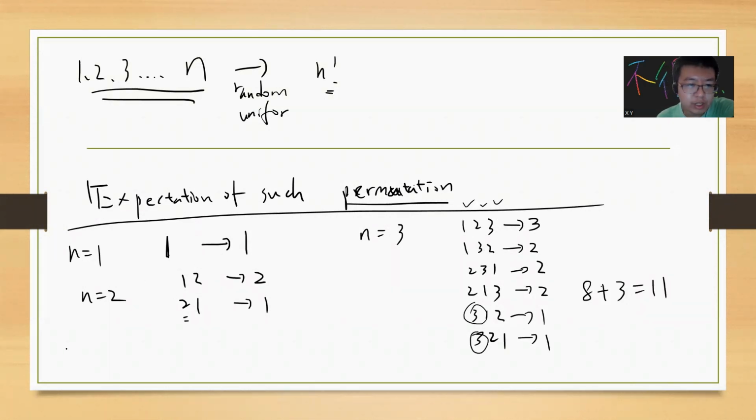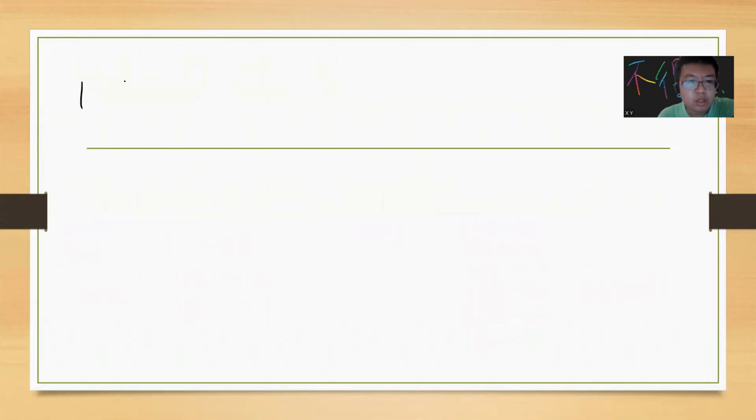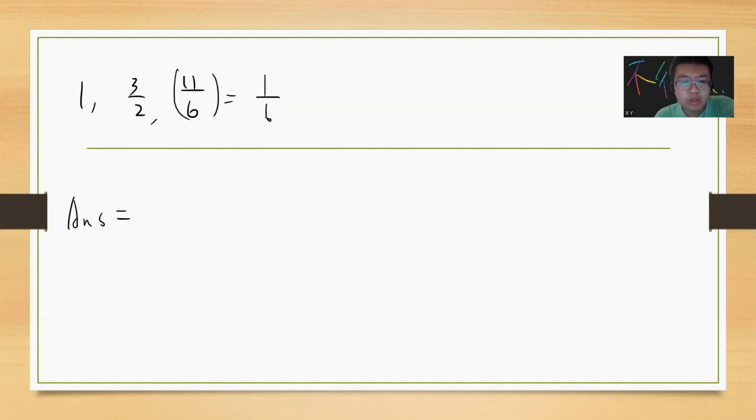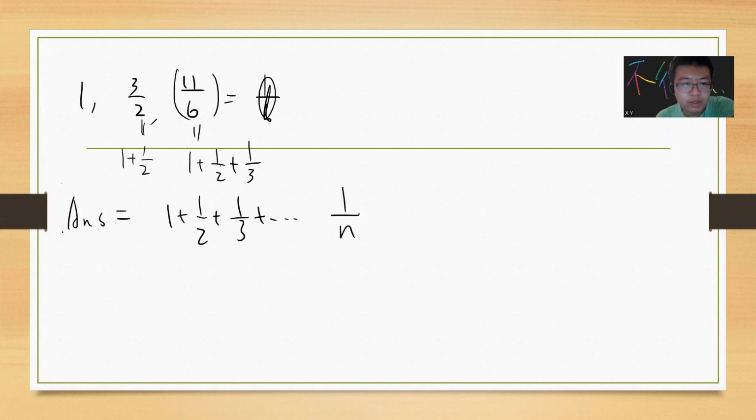So the expectation value for n equals 1 is 1, for n equals 2 it is 3 divided by 2, and for n equals 3 it is 11 divided by 6. You may or may not see the answer, but let me just tell you. Maybe it's not so trivial, but you can write this as 1, then 1 plus a half, then 1 plus a half plus 1 divided by 3. So the answer is 1 plus 1/2 plus 1/3 up to 1 divided by n.